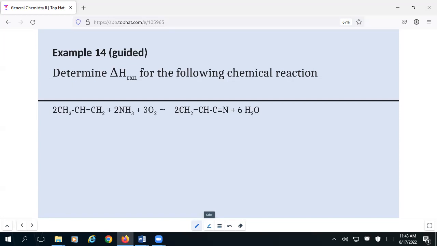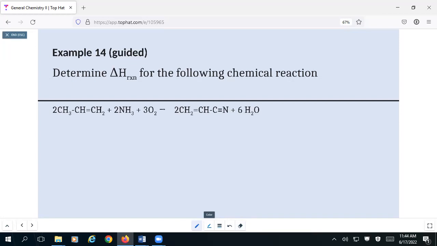The first one here: determine the heat of reaction for the following chemical reaction. I've got two of these organic molecules, propene, reacting with 2 ammonia and 3 oxygens to make this nitrile compound and water. When we do these kinds of things, we're often going to have to resort to Lewis structures to figure out what is actually changing, because it's not always easy to see.